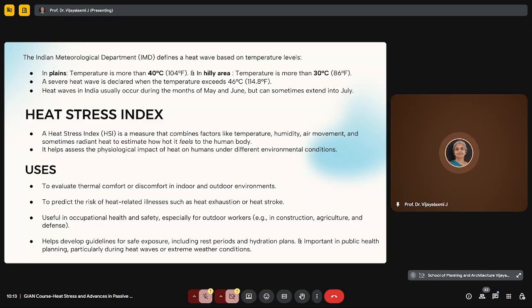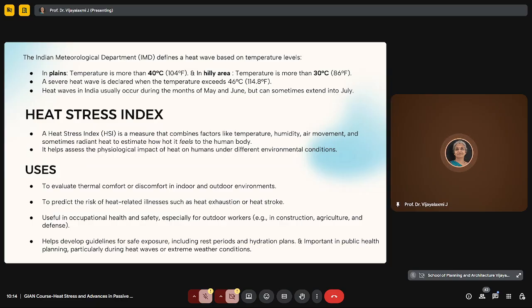Yesterday we saw that, so I'm not going to reiterate it. Heat waves in India normally occur between May and June. These are the primary months when we have to be cautious, because the heat builds up even by March, but then it peaks in May and June, so we need to be careful about that.